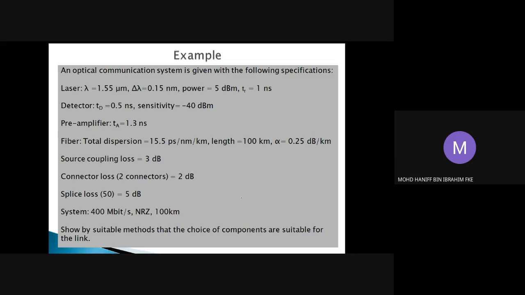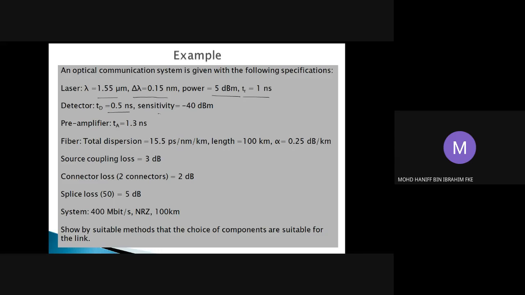In this example, we are given an optical system with the following specification. We have the laser wavelength lambda is 1.55. The spectral width, delta lambda, is 0.5 nanometer. The power transmit is 5 dBm, and the rise time of the laser source is 1 nanosecond.